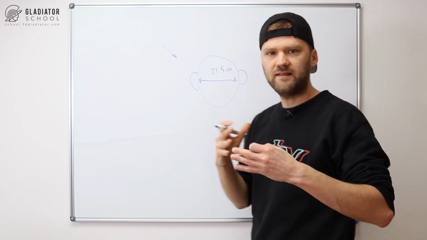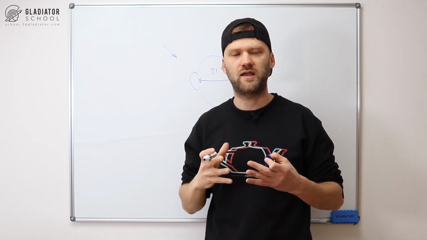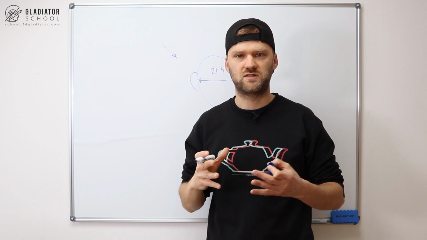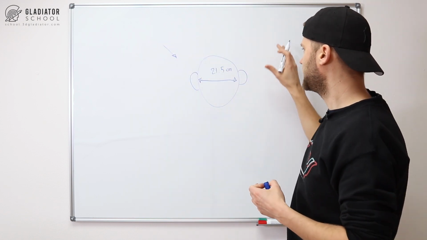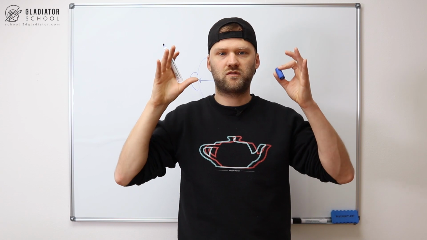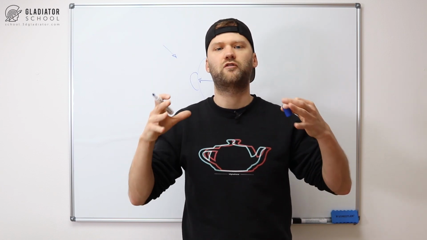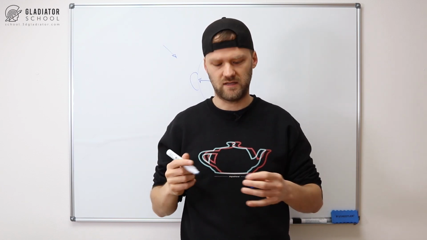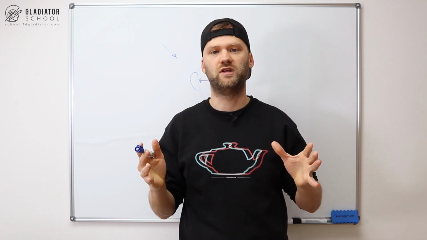And based on this slight delay, our brain is able to locate where the sound source is. So if it is coming from the left or the right, or if the sound source is in front of us, if the sound waves are reaching our ears simultaneously. And that's the reason why we have two ears.